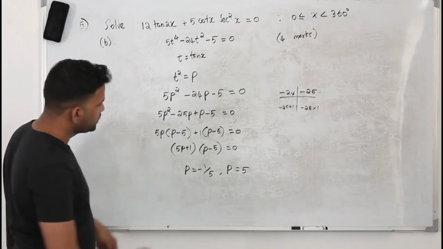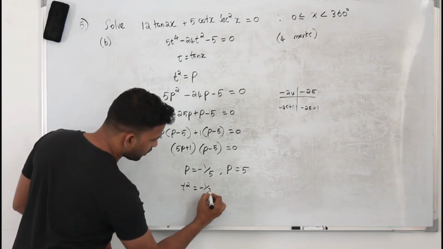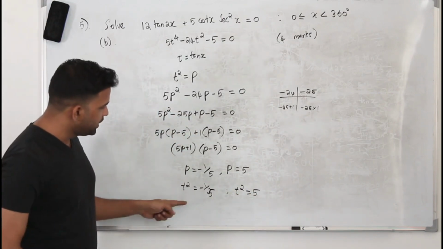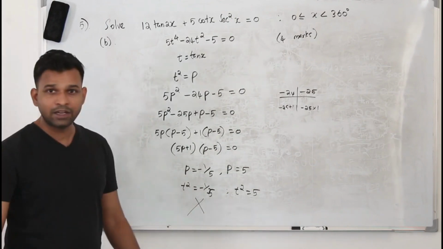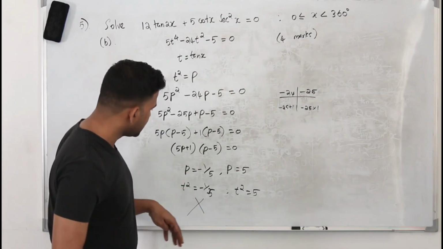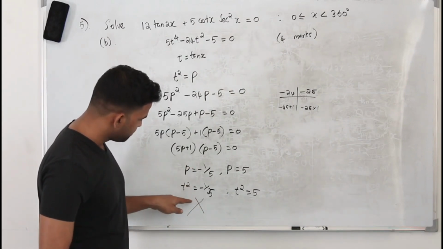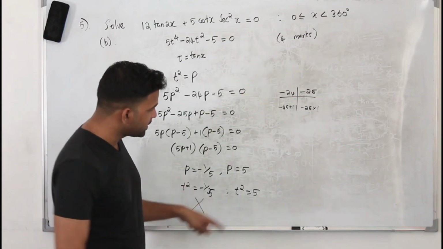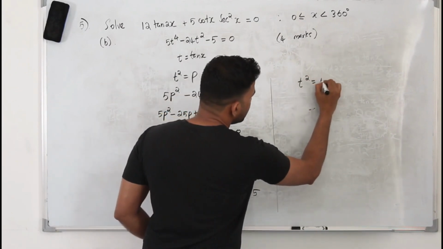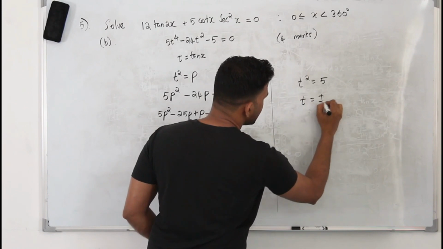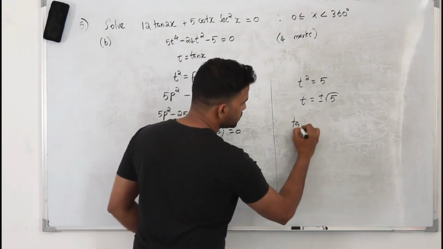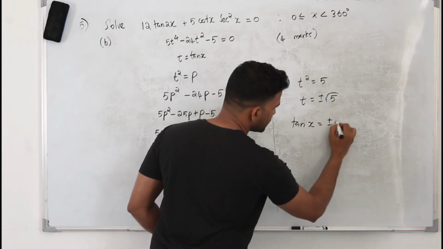Now replace p by t square. T square is minus 1 upon 5 and t square is 5. When you find t, you cannot find the square root of a negative number, unless you involve complex numbers, which is not allowed here. So this has no solution. When you take the second one, your t square is 5. So your t will be plus or minus square root of 5. Your t is tan x. So tan x equals plus or minus square root of 5.